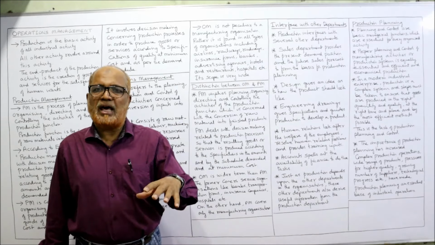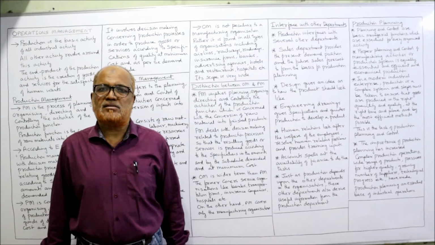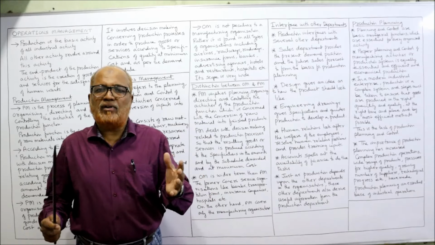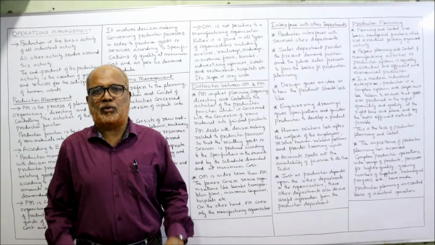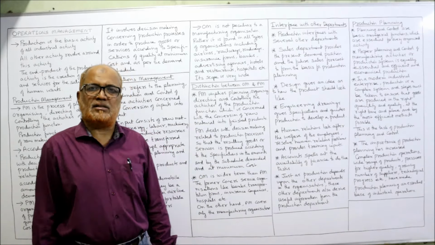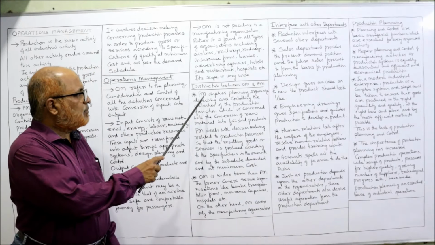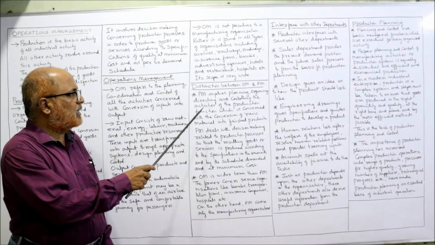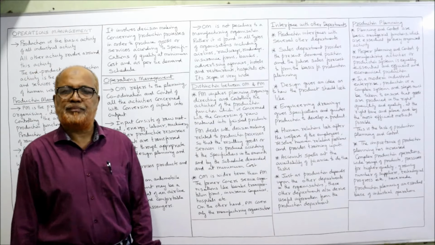Actually, there are many similarities as well as some differences. Similarities: both are concerned with converting input into output. Now, what are the differences? Production management implies planning, organizing, directing, and controlling the activities of the production function.